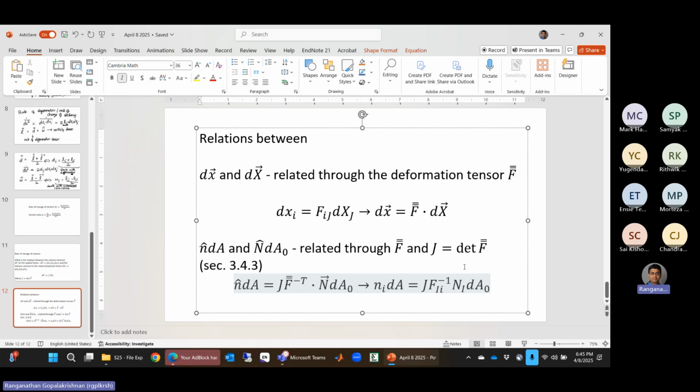So we saw the relation between vector length elements, and the relation between area elements. So if you know either the area vector in material coordinate or the spatial coordinate, you can go back and forth. If you know the left side, you can get the right side. If you know the right side, you can get the left side. Are we together so far? Is this coming back to you?